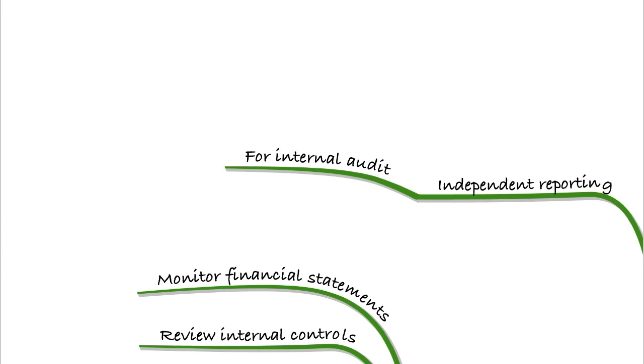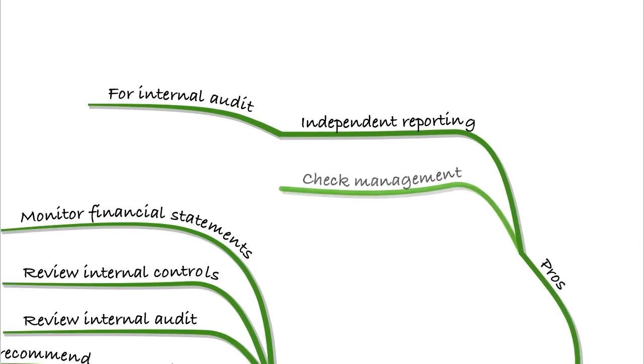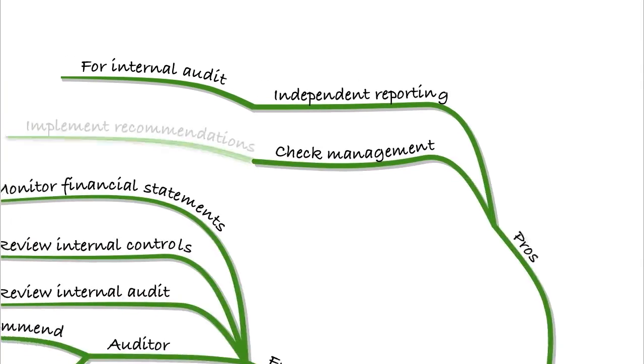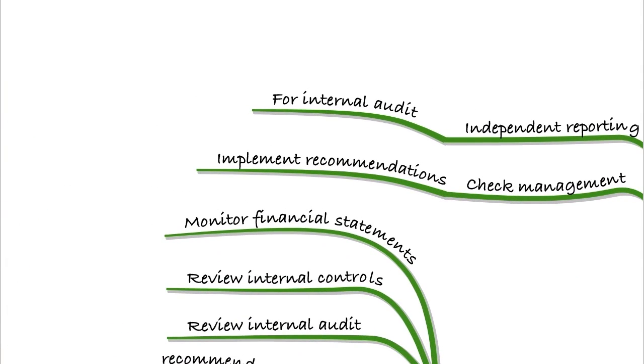So by having an audit committee, we can ensure that internal audit have an independent reporting mechanism, that they can report to the audit committee and again not have a fear that those reports will not be acted upon. The audit committee then can also check that management implement the recommendations of internal audit.